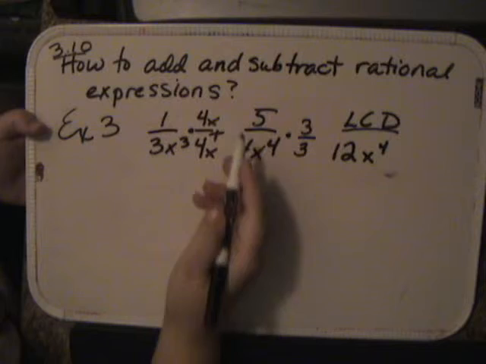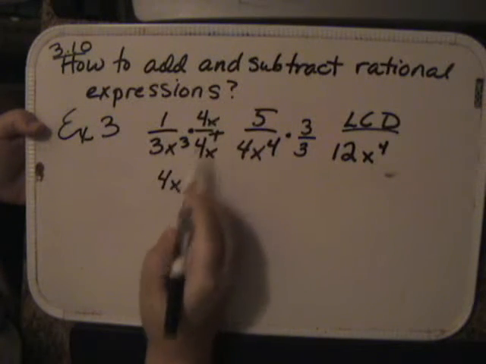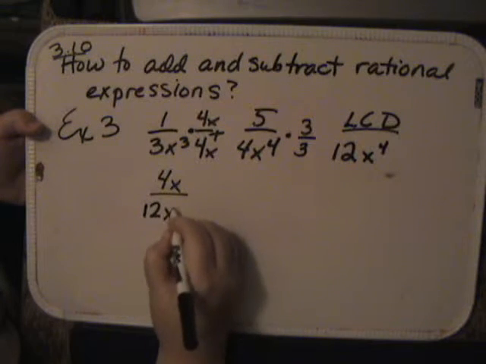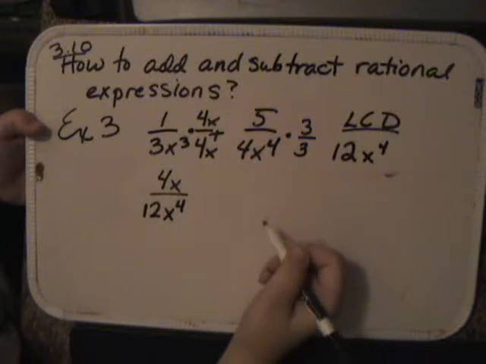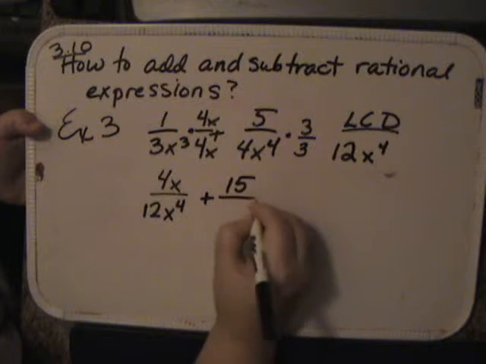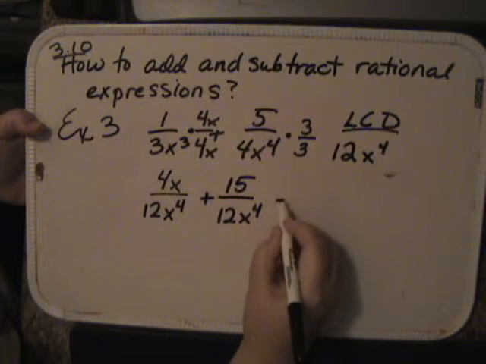So let's go ahead and multiply that through so that we can add them. At the top, 1 times 4x is 4x. 3 times 4 is 12, and then we have x cubed times x, which is x to the 4th. Plus 5 times 3 is 15. And then 4 times 3 is 12x to the 4th.